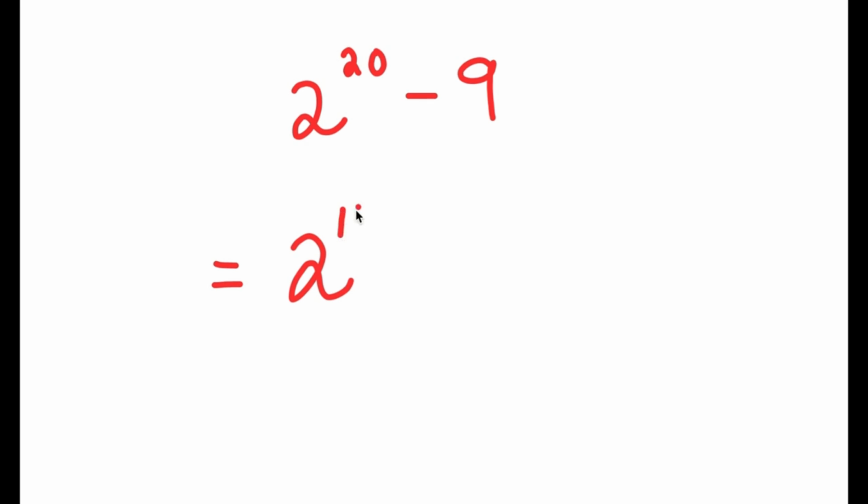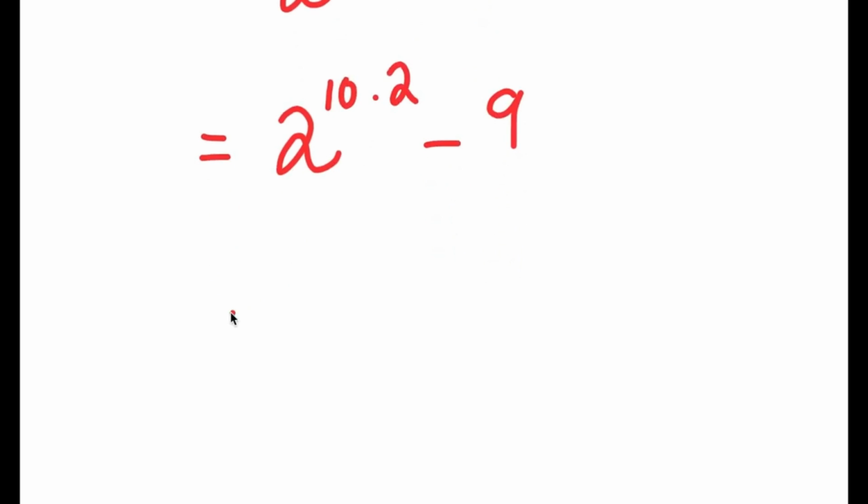Alright, so in this problem, I have 2 to the power of 20 minus 9. So I want to find the answer to this problem. I'm going to first start by rewriting 2 to the power of 20 as 2 to the power of 10 times 2.